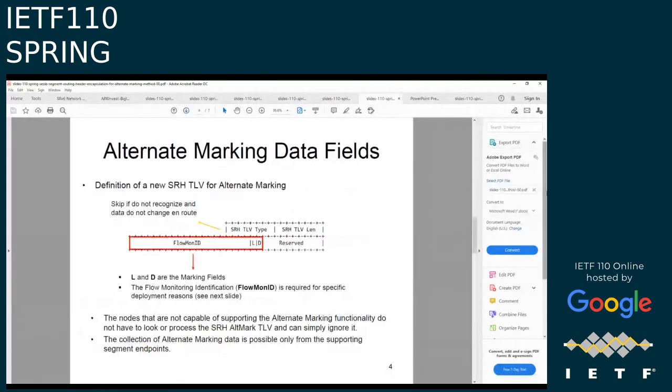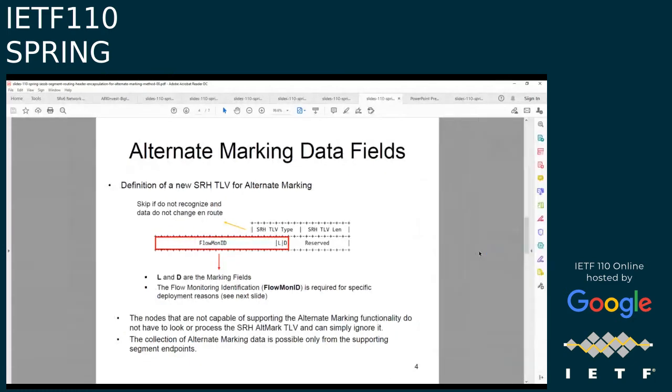Next slide. The alternate marking data fields are the same that we have already defined in the IPv6 extension header. So we have 2 bits, the loss and delay bit in the TLV, and the flow monitoring identification that I will explain in the next slide. It's important to say that this TLV is set by the source node, the data do not change en route, and the nodes that are not capable of supporting this TLV can simply ignore it. Next.